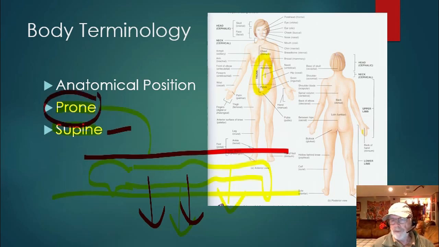A lot of times, when I dictate an operative report, I say a patient was taken to the operating room, placed on the operating table in a supine position, which means they're lying on their back. So those things have to be described. Supine means lying on your back with the front facing upwards, and prone means lying on your stomach, the anterior portion facing downwards.